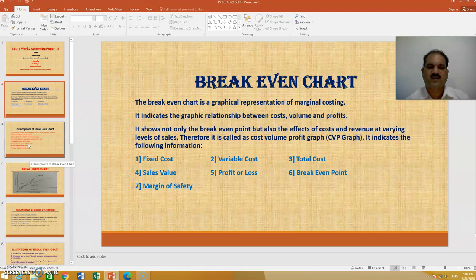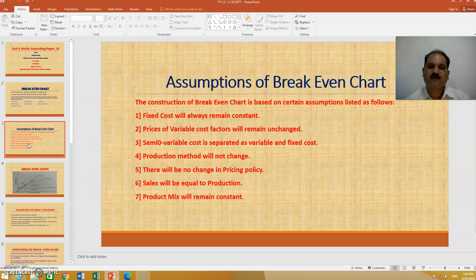It indicates the following information. First, fixed cost. Second, variable cost. Third, total cost. Fourth, sales value. Fifth, profit or loss. Sixth, break-even point. And seventh, margin of safety.